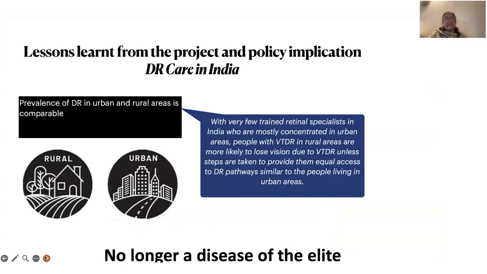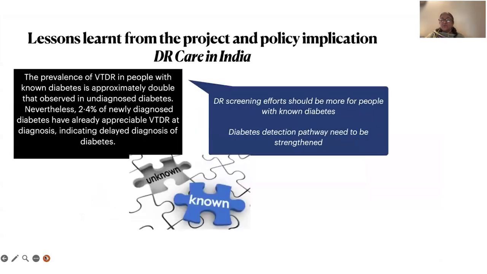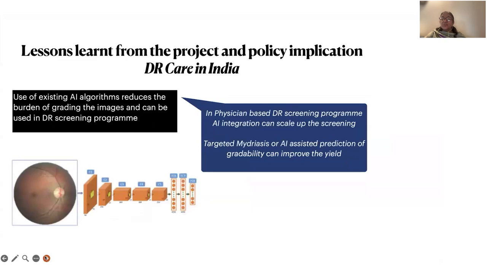So this study highlighted the very important fact that both urban and rural areas needed attention, and there had to be certain policies in place where both rural and urban populations were well taken care of, screened on time for diabetic retinopathy, and also managed on time to prevent blindness. DR screening efforts should be more for people with known diabetes because, as I mentioned, the resources are limited in our country. And if we were to start screening each and every diabetic, probably the resources are not going to be enough to screen all of them.